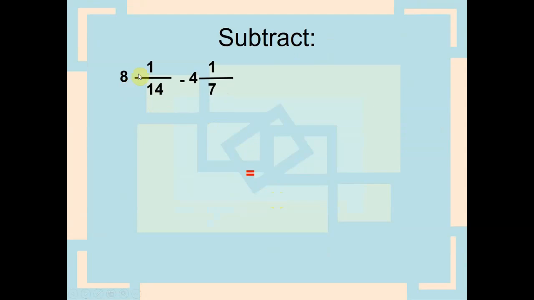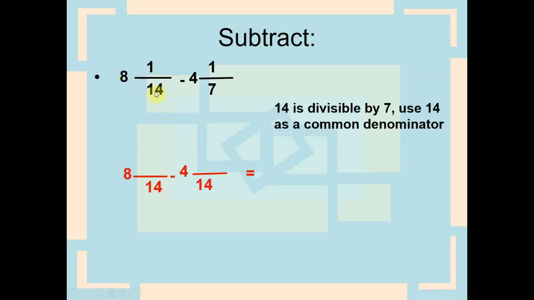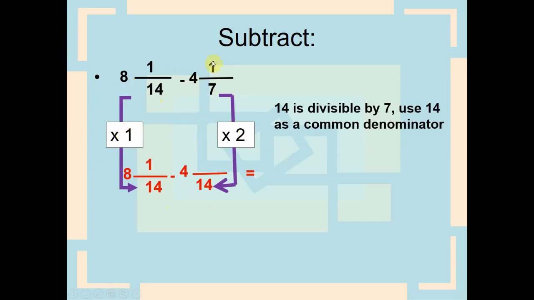Another example, 8 and 1 over 14 minus 4 and 1 over 7. We write the whole numbers the same, 8 and 4. And because 14 is divisible by 7, use 14 as a common denominator. Then 14 multiplied by 1 equals 14, and 7 multiplied by 2 equals 14. For that, we multiply the two numerators. The first one, 1 multiplied by 1 equals 1, and the second, 1 multiplied by 2 equals 2.